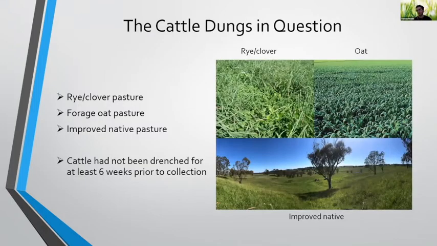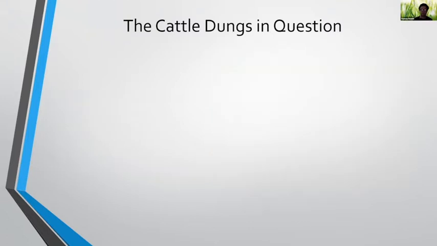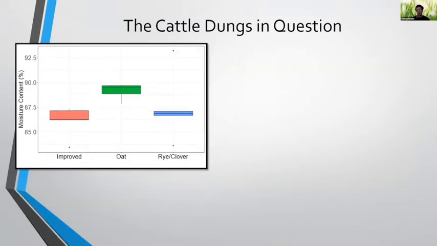But before I can delve into that, I need to explain the dungs in question. So I've got a rye clover pasture, I've got a forage oat pasture, and I have an improved native pasture. So they're different herds of cattle. They've been on this pasture for a long period of time, and they haven't been drenched for at least 6 weeks when I collected them. But they all have different characteristics.